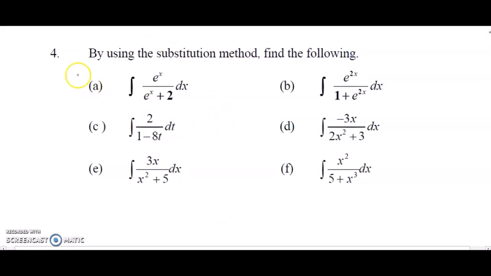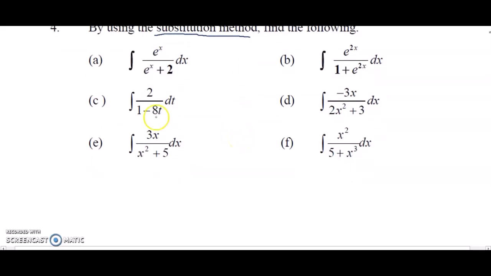Here is another example, which consists of six questions. You need to integrate the first one, e^x over e^x plus 2. And here the question already states you must use the substitution method. Again, for question A, it's not a rational function, but I know that the final answer will be in terms of log. Let's try out this question.